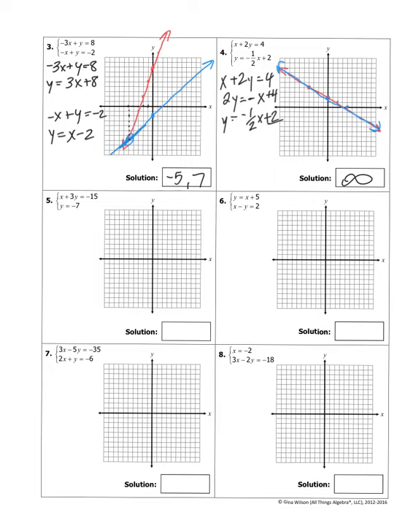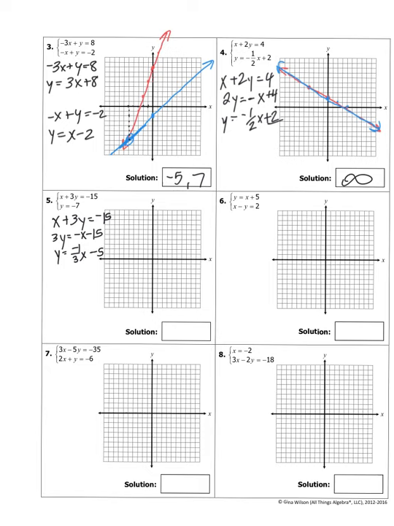All right, number 5. We got one solved, but we need to get this other one in slope-intercept form, okay? So I'm going to subtract x. We get 3y equals -x minus 15. Divide by 3. Y equals -1/3 x minus 5.